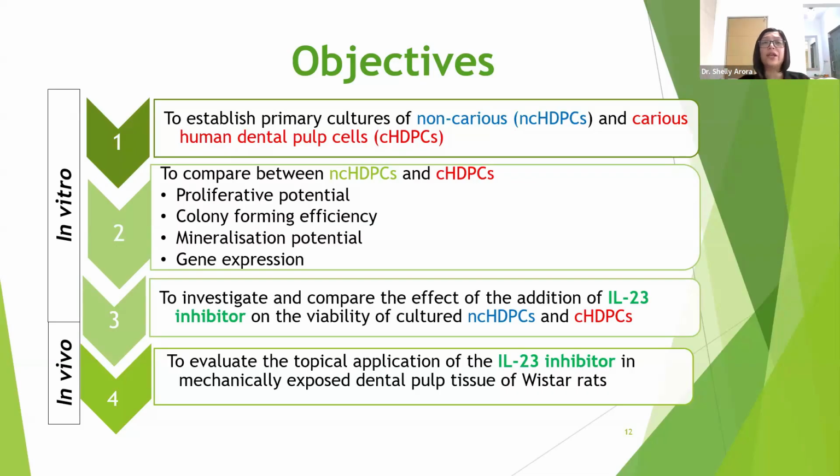The next objective was to compare the effect when the cells were exposed to interleukin 23 inhibitor. So what happened to these cells, their growth, their viability. And once it was done in vitro, the same drug, that is this interleukin 23 inhibitor, was tested in an in vivo model, that is in Wistar rat on their mandibular first molar.